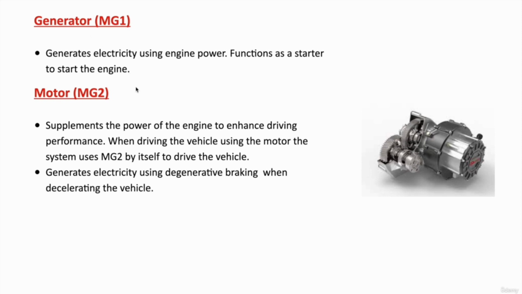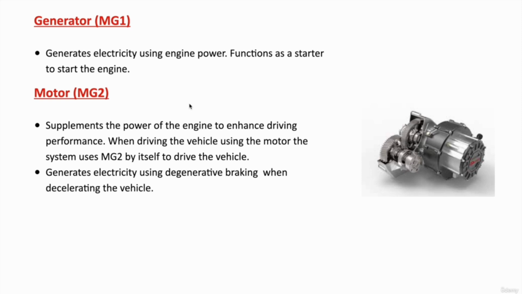MG1, which is your generator. As the name suggests, it helps in generating electricity using the engine power. Our engine produces power by the conversion of linear into rotary motion with the help of pistons. And then the generator takes that mechanical power and generates AC electricity, which is passed to the inverter and further to the HV battery. So its main function is to provide electricity and to charge the battery. It also functions as a starter to start the engine.